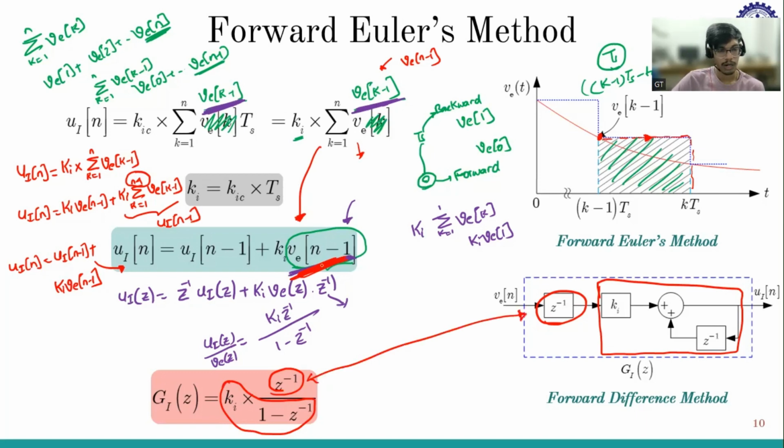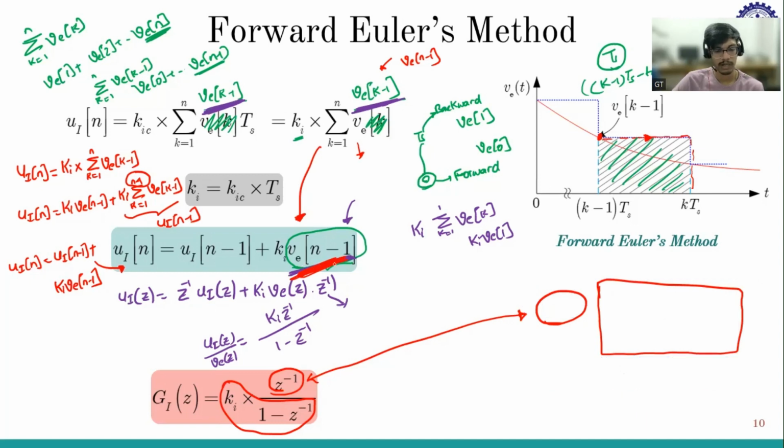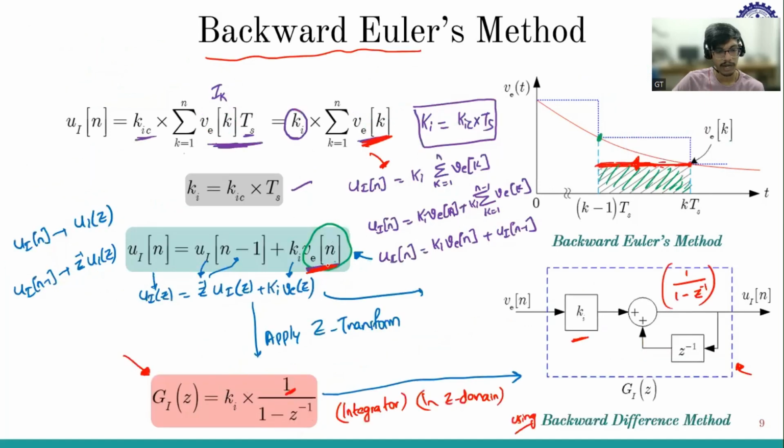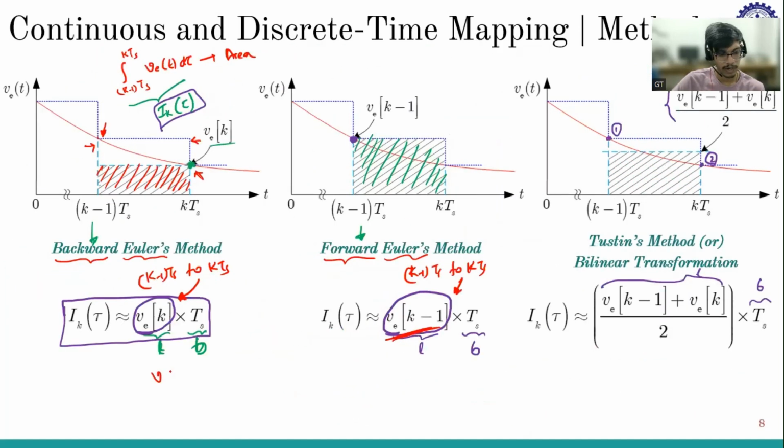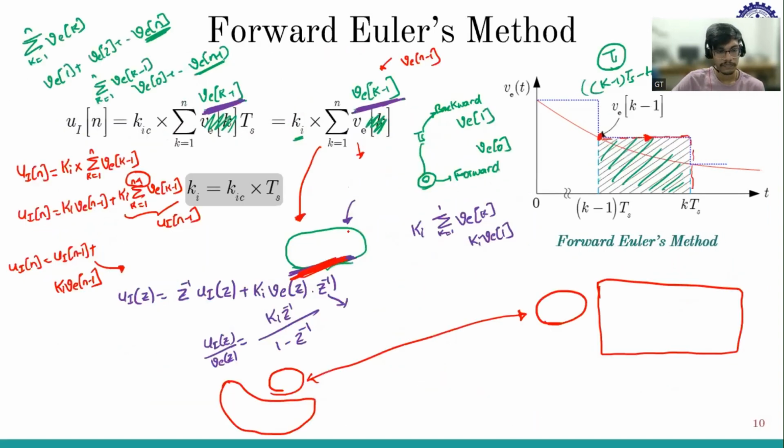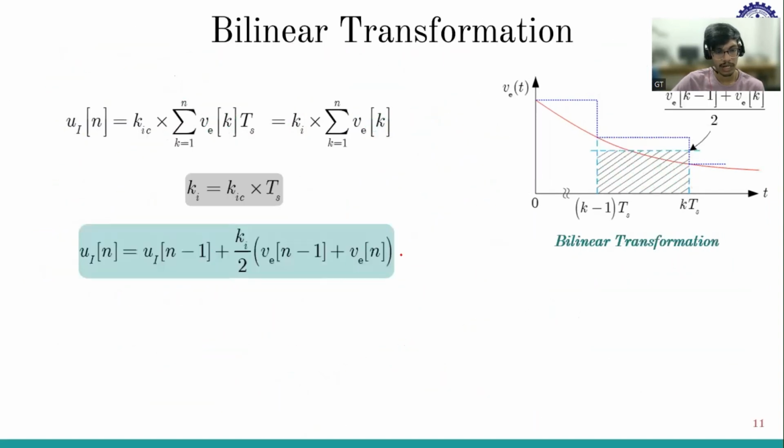Now, in forward difference method, we have v of n minus 1. In backward difference method, we have v of n. So if I go back here, if this has v of n, and if this has v of n minus 1, what will this have? This will have v of n plus v of n minus 1 by 2, because it is the average of both the things. So if I do that, I'll get this expression: v of n minus 1 plus v of n by 2.